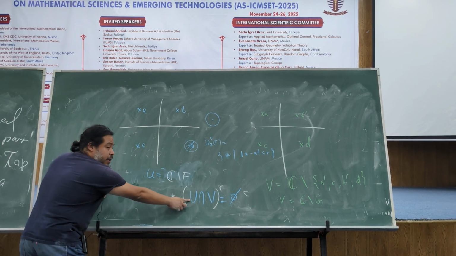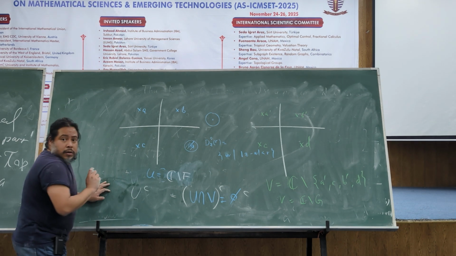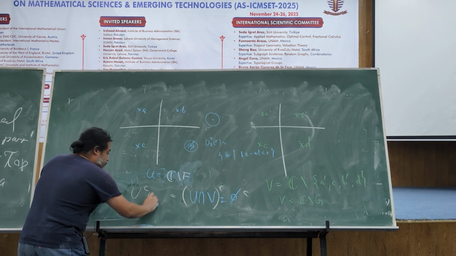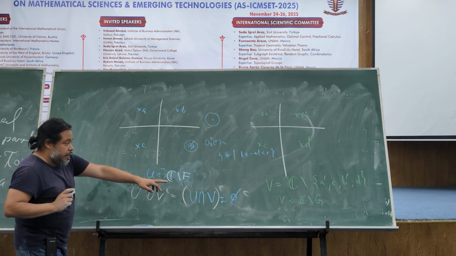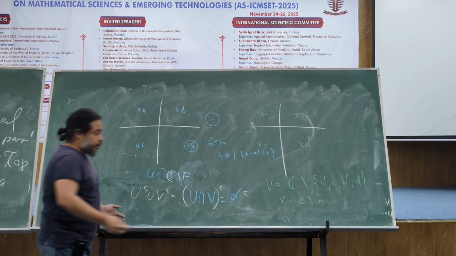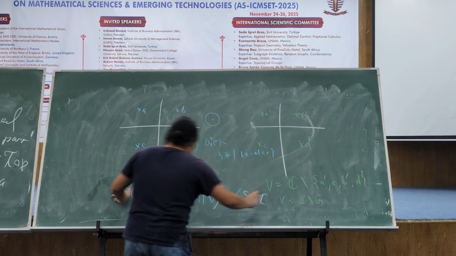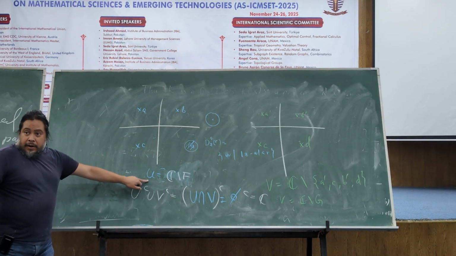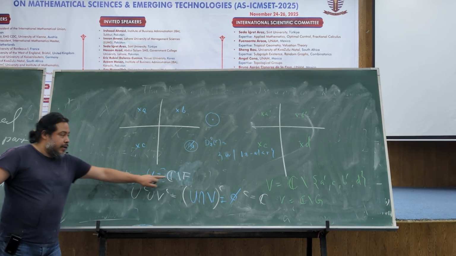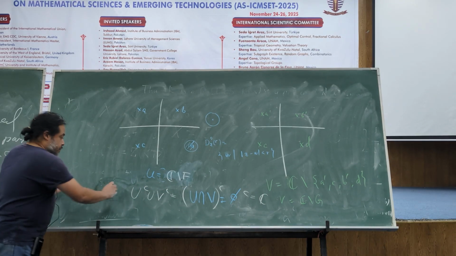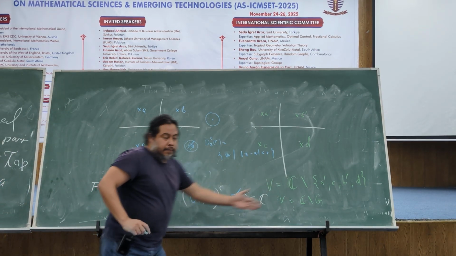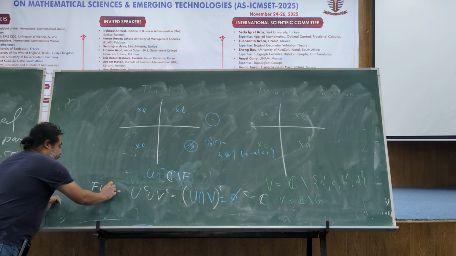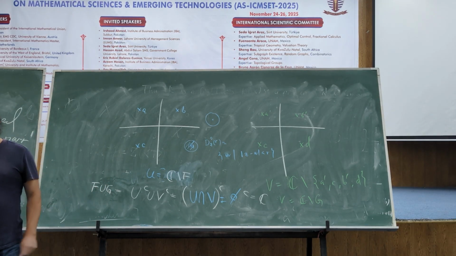This is complement of U, union, right? Complement of V. And the complement of the empty set is the whole set. But from here, I see that the complement of U is finite. And the complement of V is finite. So I am saying that C is finite, which is a contradiction.